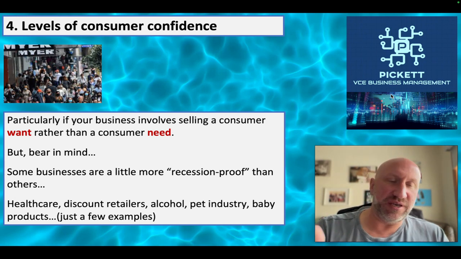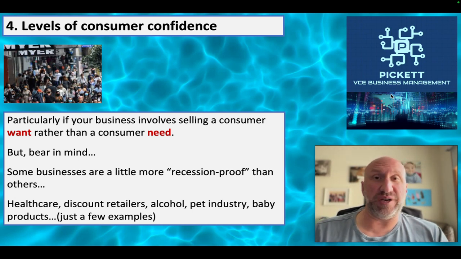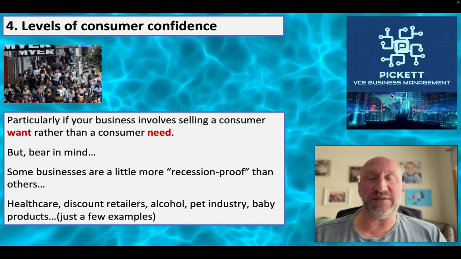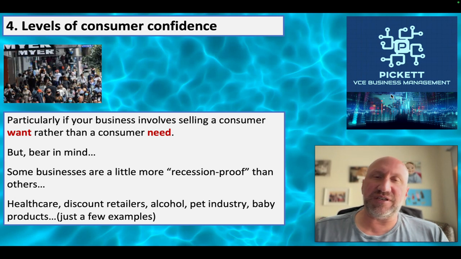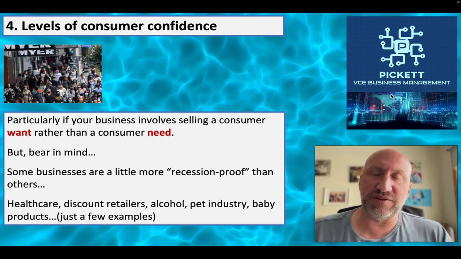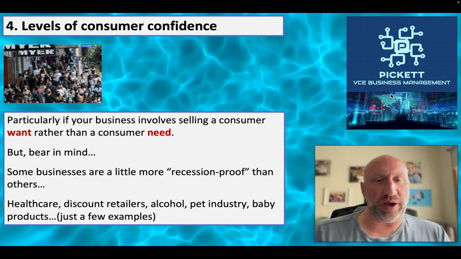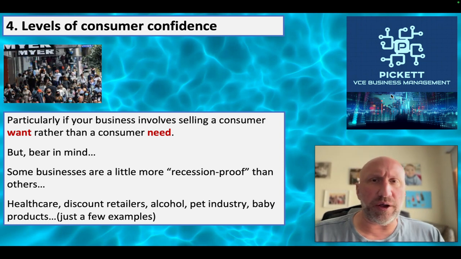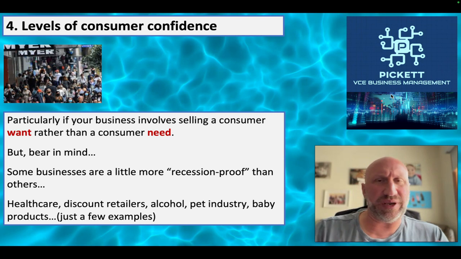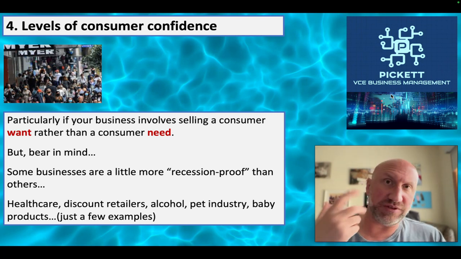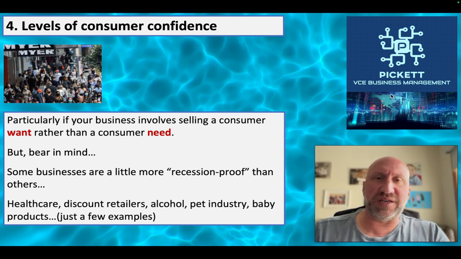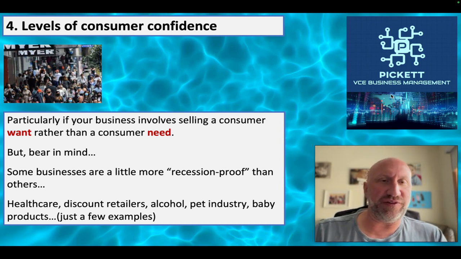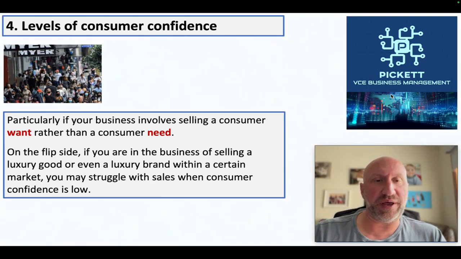Partly it's because some of this involves consumer needs. So healthcare, it's not something we often have a choice about. Baby products, pet industry to a point, these are consumer needs if you have a pet already, obviously. Discount retailers and alcohol are a little different. Alcohol is all around elasticity of demand, which for alcohol tends to be low. Again, we're getting into economics. You don't need to really understand that unless you've covered economics at this point. But just understand that there are businesses which are a little bit more recession proof, in other words, can deal with low levels of consumer confidence more than others.